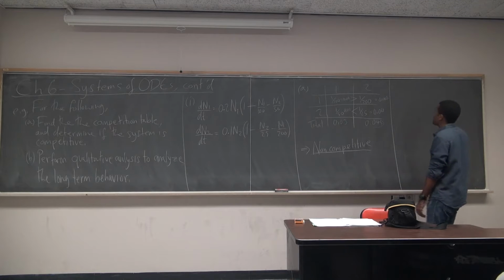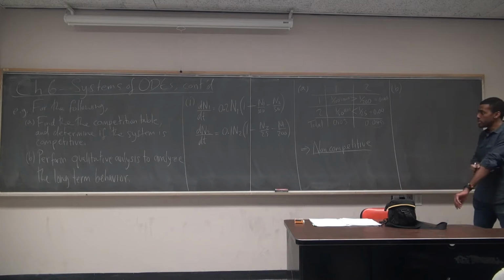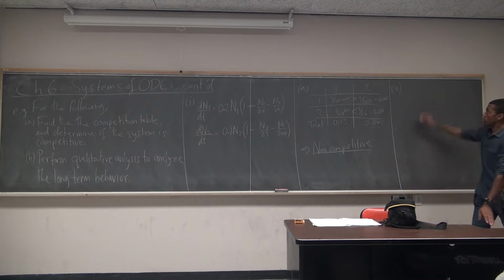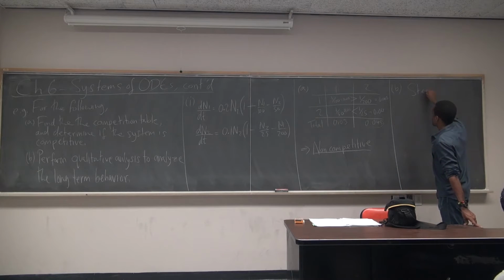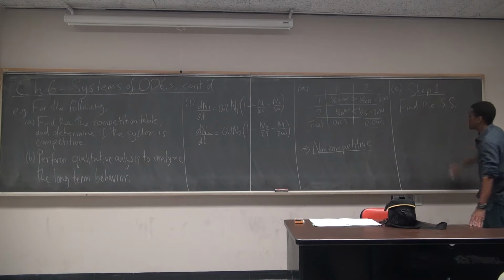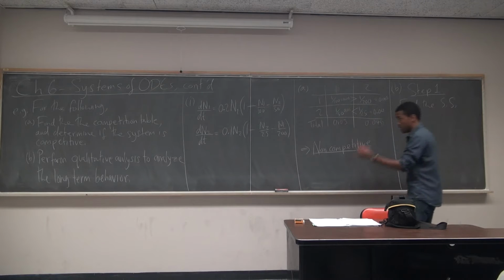Okay, so now B, here's the new material: qualitative analysis. Step 1, very similar to the last one, we're going to find the steady states. We're not going to find inflection points, we're not going to need them right now, and you'll see why.